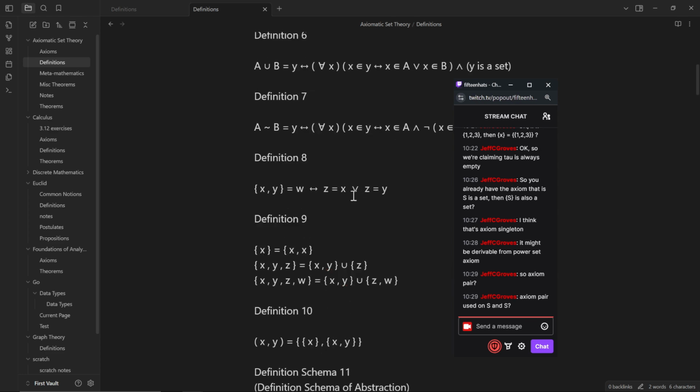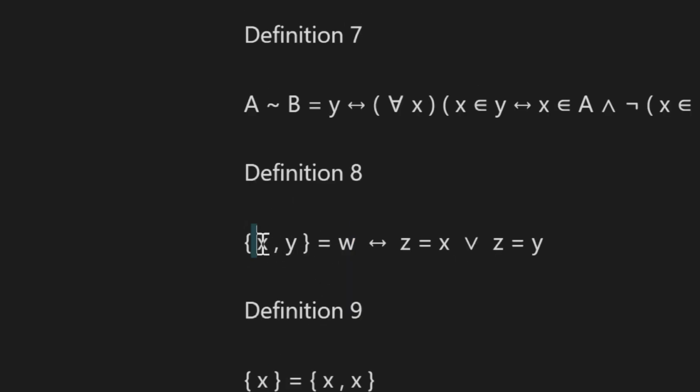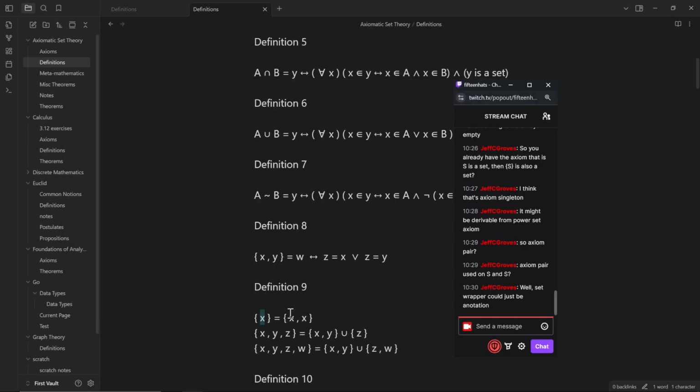Axiom pair used on S and S. Yeah, so in that case you could look at the definition as, well, the point of this definition is to go in the other direction. Though you can go in either direction. You can make some proofs happen by having access to the set containing its elements x and x. We can also go in the other direction to acquire a singleton. So we have our set containing its elements x, y, except that instead of x, y, it's x, x, and that reduces to x. Set wrapper could just be annotation.